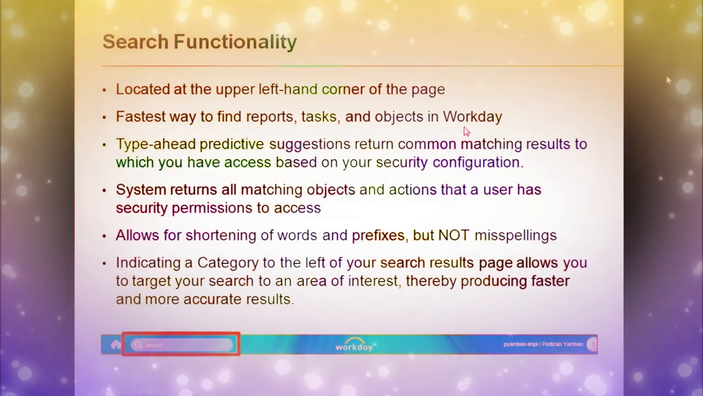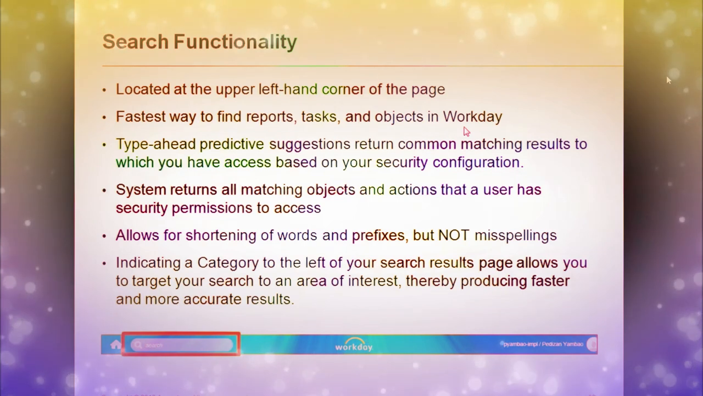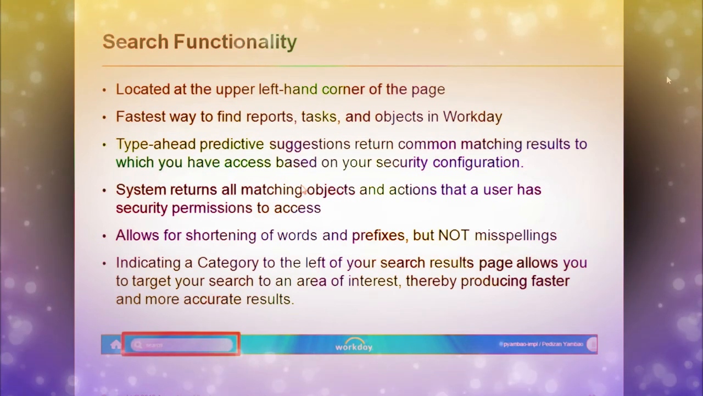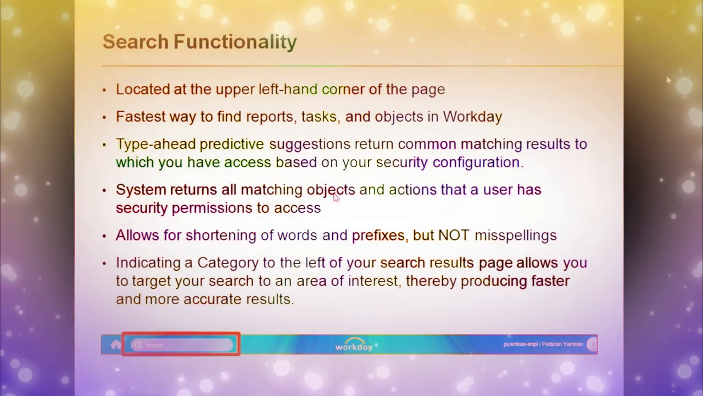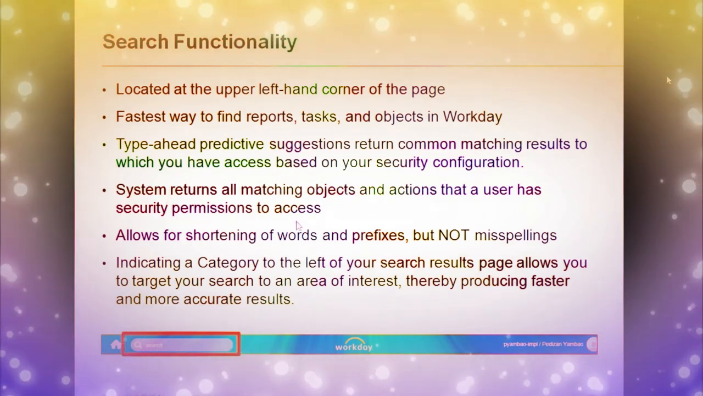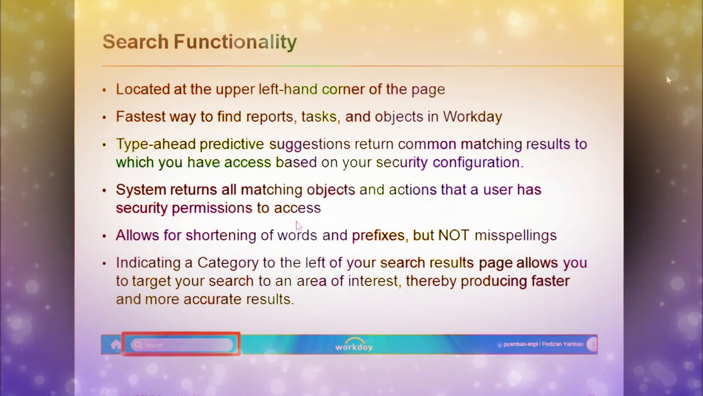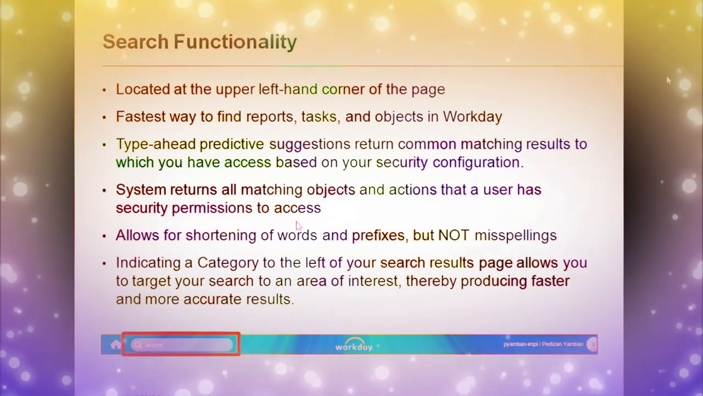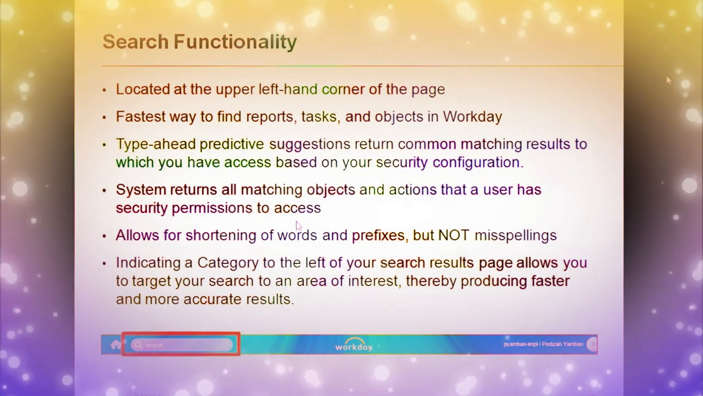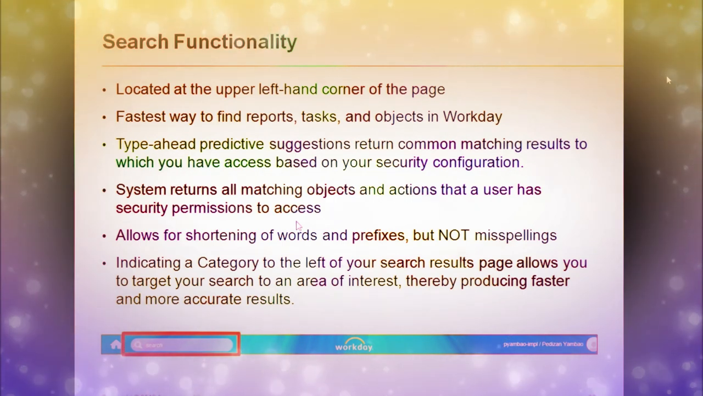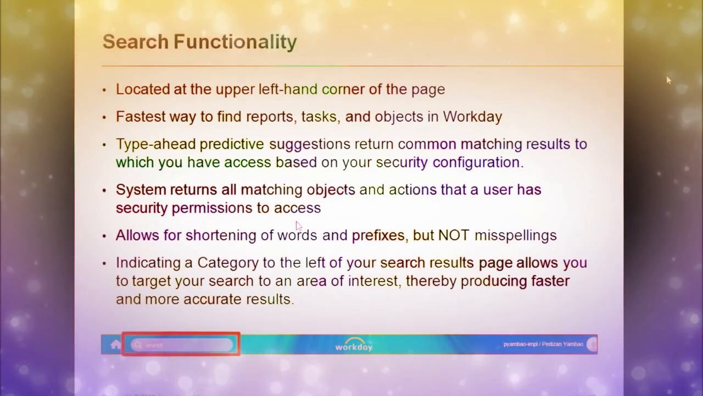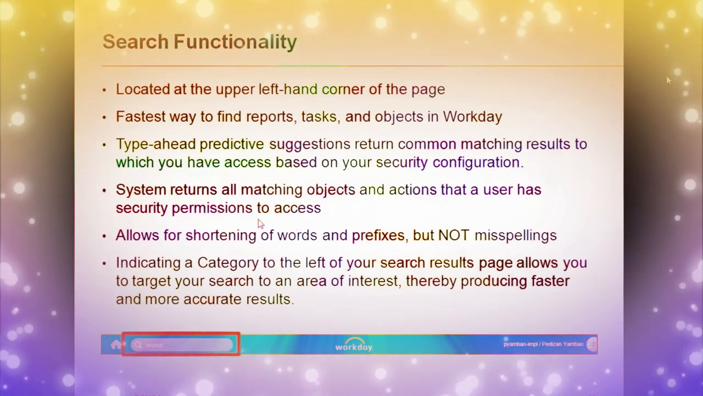The third point: the system returns all matching objects. That is the pattern matching, and actions that a user has security permission to access. As my security access is being done, whatever is permitted to my own security access, whatever I'm typing, whatever pattern matches to it, everything is being generated. Whether it may be the objects or the actions or tasks, it gets displayed.